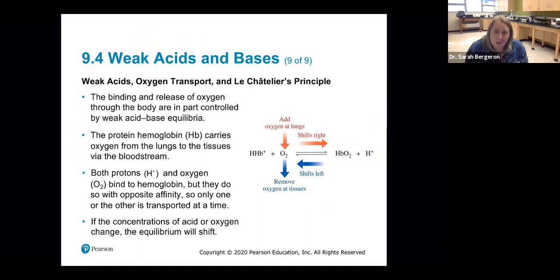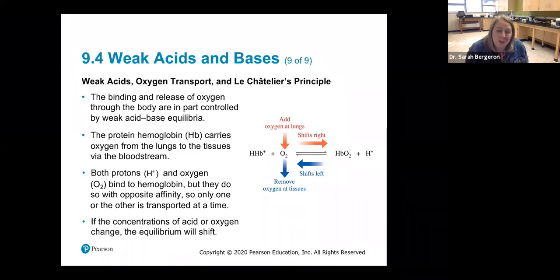This is really important in terms of controlling acid-base equilibria inside of our bodies. Inside of our red blood cells, we have a protein called hemoglobin. And hemoglobin carries oxygen. You take a deep breath in, oxygen's in your lungs, the oxygen moves to your bloodstream, where it's picked up by the hemoglobin inside of your red blood cells. And then it brings it all over the body. So you have both protons and oxygen that bind to hemoglobin, but it's really with opposite affinity. So you can only carry one or the other.